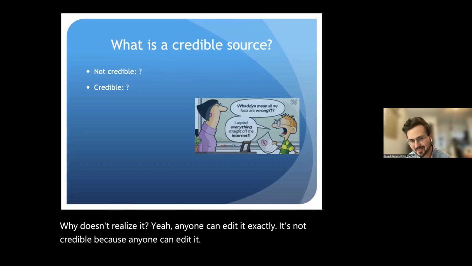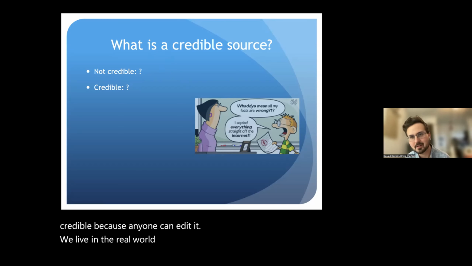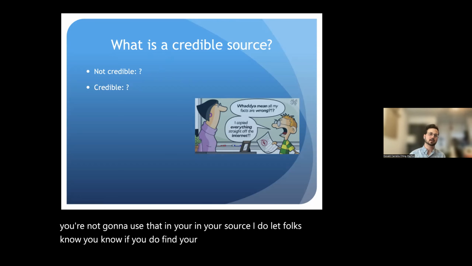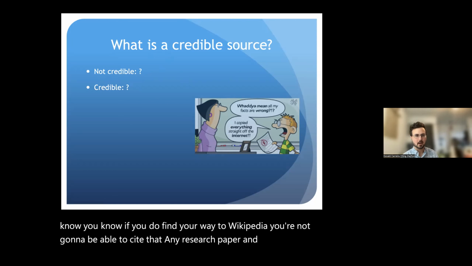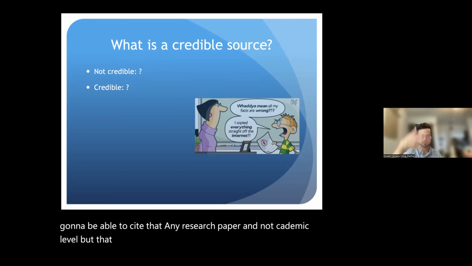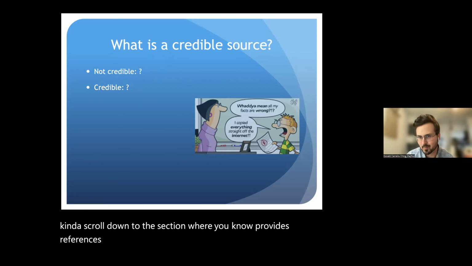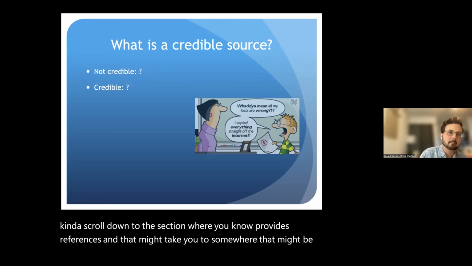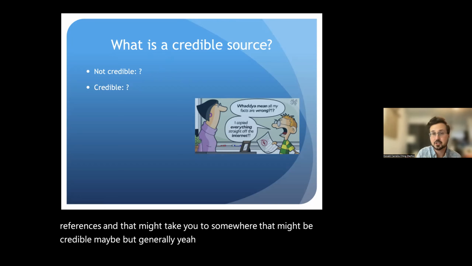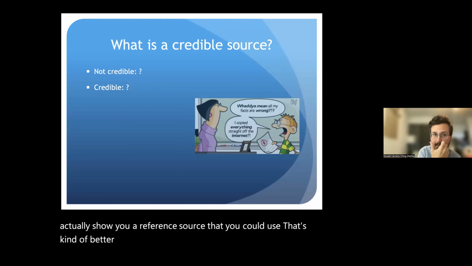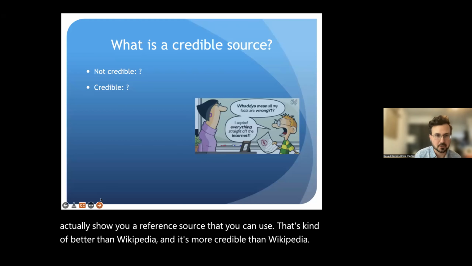We live in the real world. You might find a Wikipedia article, but you're not going to use that as your source. I do let folks know, if you do find your way to Wikipedia, you're not going to be able to cite that in any research paper at an academic level. But that might help you find other sources. You scroll down to the section that provides references, and that might take you somewhere that might be credible, maybe. But generally, yeah, Wikipedia, not good. And I'll actually show you a reference source that you can use that's better than Wikipedia, and it's more credible than Wikipedia. Okay, yeah, Wikipedia, not good.